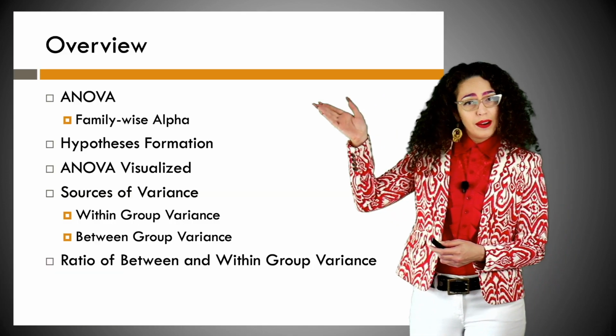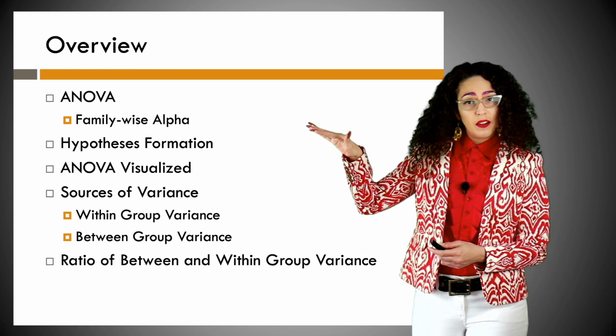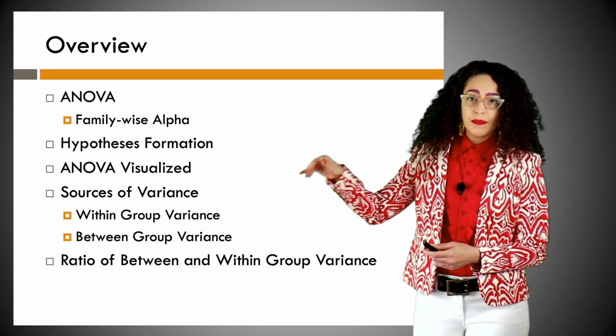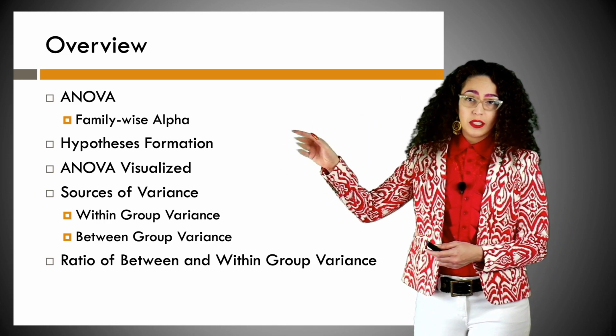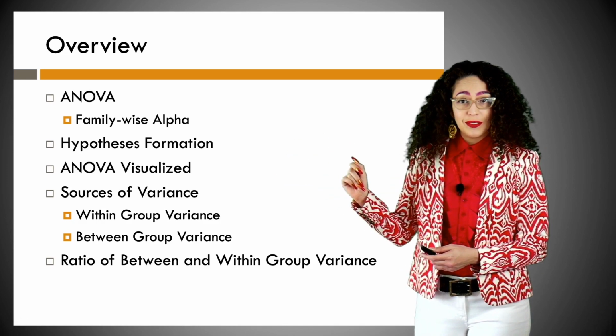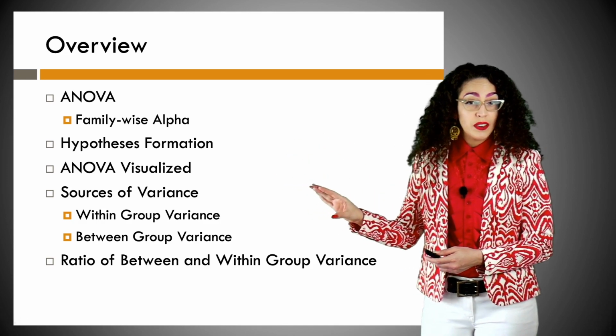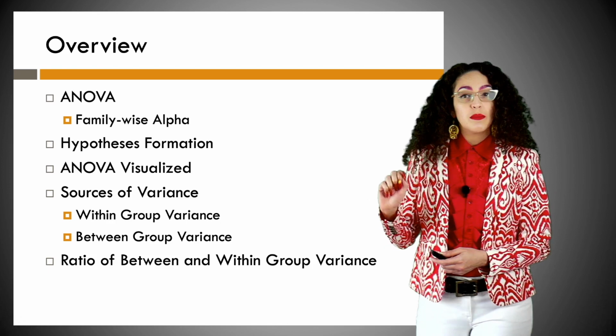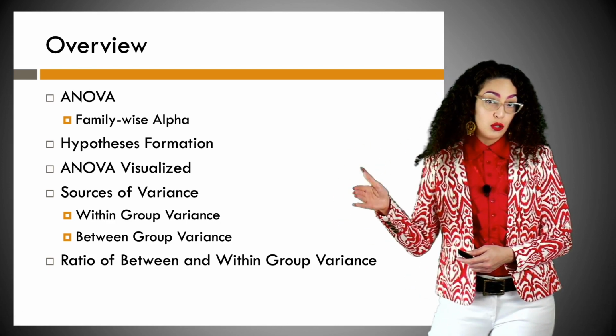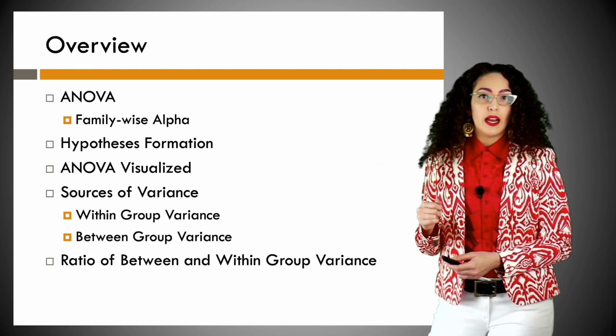We're going to talk about ANOVA, family-wise alpha, also sometimes called experiment-wise alpha, hypotheses formation for an ANOVA. We're going to visualize some ANOVAs. We're going to talk about the sources of variation, and we're going to talk about the ratio between and within group variance. Let's carry on.